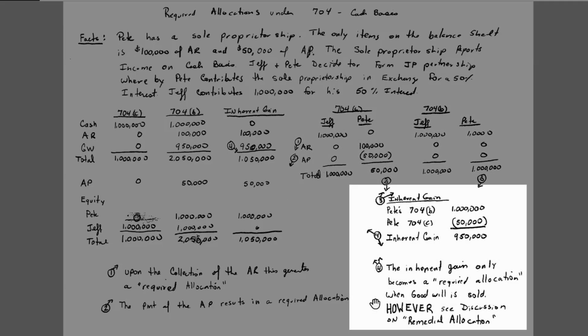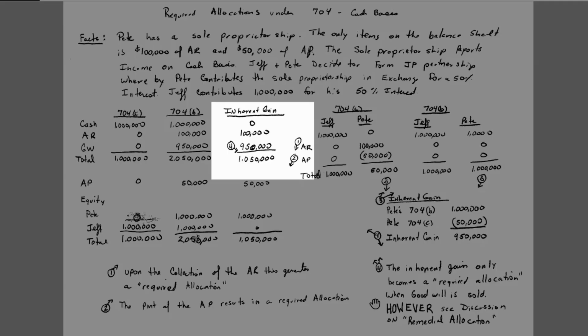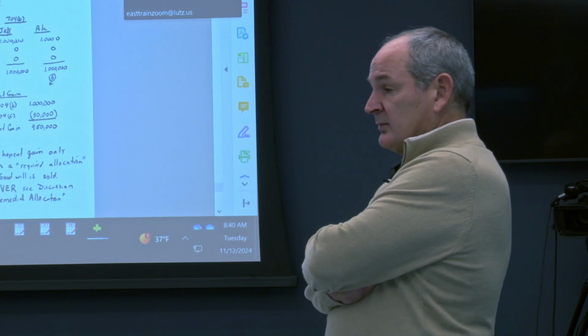How much? 950. How much inherent gain existed prior to the collection? No, $1,050,000. And we recognized 100 on the asset side, 50 of expense on the liability side. Those have now gone away. The 950 of goodwill is still inherent gain that's yet to be recognized, and that ties to the variance between Pete's 704B capital account of $1 million and a 704C capital account of 50.